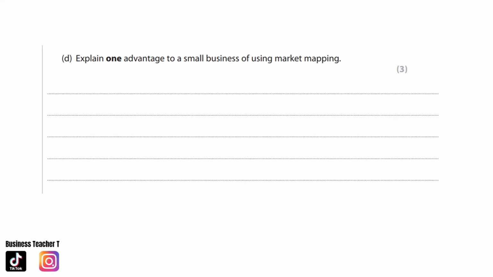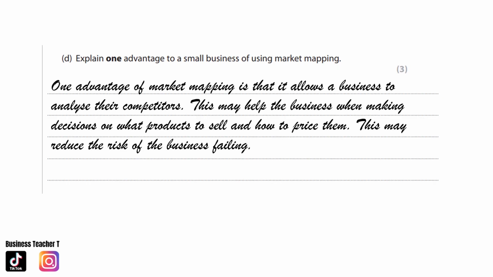Next, explain one advantage to a small business of using market mapping. So hopefully you're attempting this question. Let's look at a possible answer. One advantage of market mapping is that it allows a business to analyze their competitors. This may help the business when making decisions on what products to sell and how to price them. This may reduce the risk of the business failing.